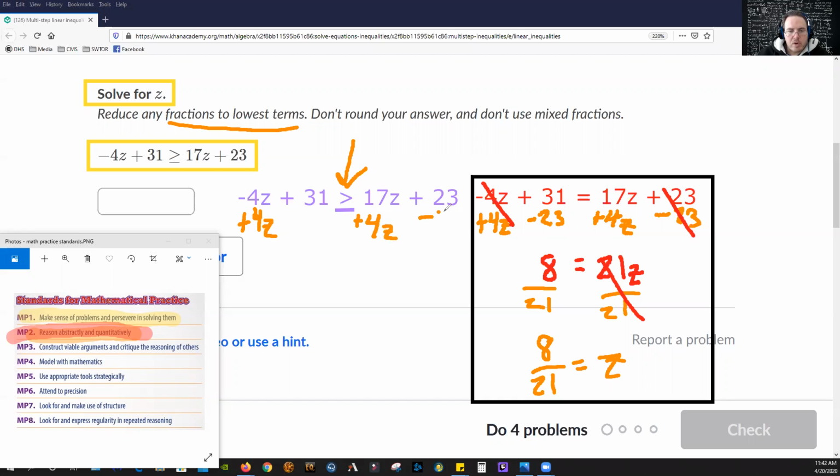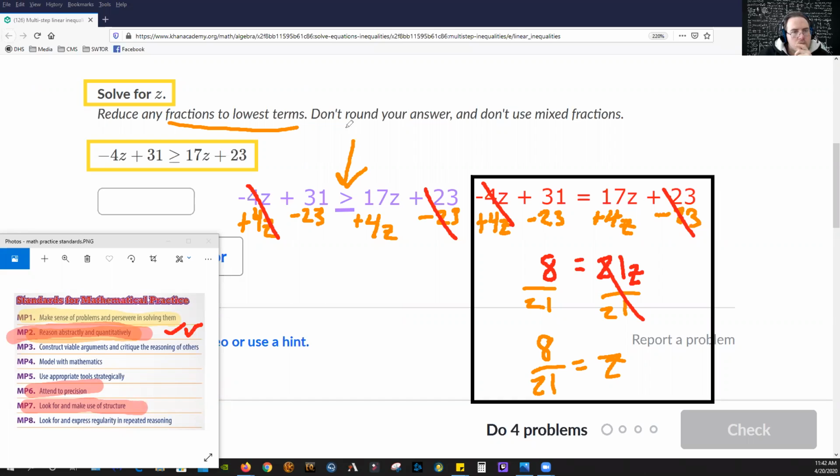I would subtract 23 from both sides, just like if it was an equation. The reason I'm doing either of those things is because negative 4z plus 4z, they're opposites. That makes it 0. That's my abstract rule. And then 23 minus 23 makes 0. Again, that's an abstract rule. I should also point out that I'm making use of structure here pretty heavily, and I'm attending to precision.